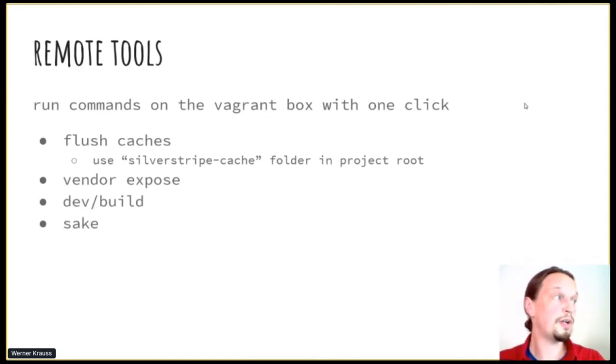So I made remote tools for flushing caches, for using the Silverstripe cache. It deletes everything which is in Silverstripe cache, and then the cache is flushed one time. Then I can go to my website, fire it on again, and it will create the manifest again. And you can also flush the caches for the unit tests, because the unit tests don't run as the web server. They run as the SSH user, and so you have two different caches to flush for the website and for the unit tests. And this is sometimes pretty annoying when you change something and the unit test doesn't catch this. I also made a handy shortcut for vendor expose. You can also run any commands with dev build or sake, something like that.